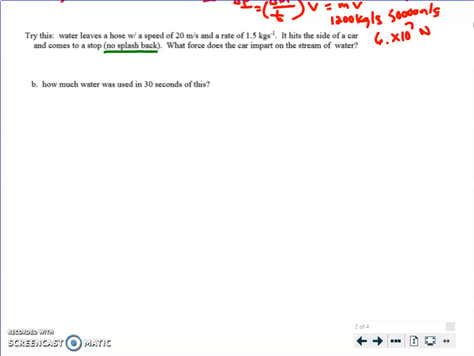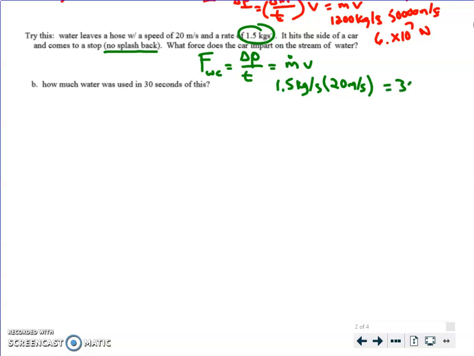Okay, so the idea on this is the car hits the water and makes it stop. So the force on the water due to the car is the rate of change of momentum of the water. Now since the water is flowing, the amount of mass coming out of the hose is continuously changing. So we can't just do M times A. What we can do is translate that to M dot times V. And that's again the same thing we did with the rocket above. So M dot is right there, kilograms per second. Again, that's the flow rate, times this hose is coming out pretty fast. And that has to do with maybe the diameter of the hose, etc. And anyway, we multiply that, we get 30 newtons.